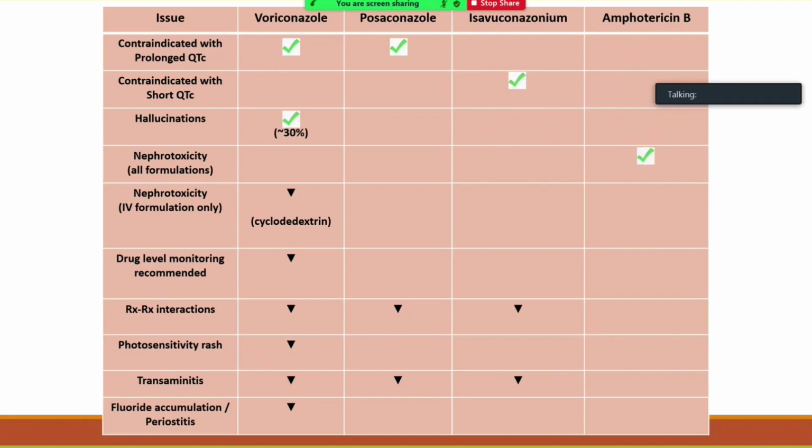Nephrotoxic, obviously, all types of ampho. IV formulation, in theory, higher with IV Vori. Drug level, actually, I need to update this slide because we're getting more and more aggressive with Posa levels, sometimes even Cresemba levels, but definitely Vori. If you're using it for treatment, you most definitely should be ordering a level.